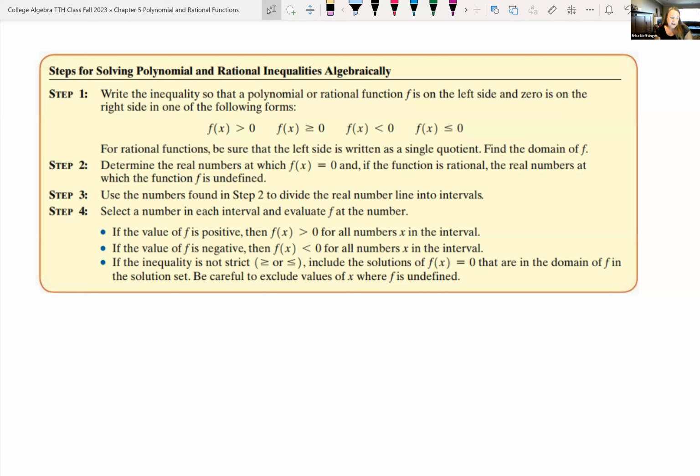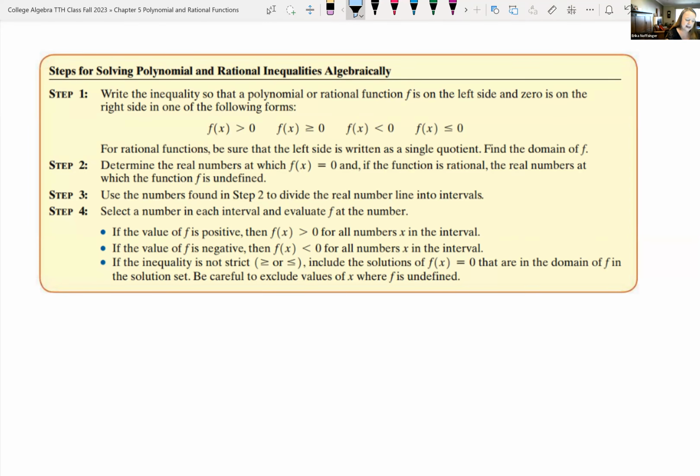So now in front of us are steps for solving polynomial and rational inequalities algebraically. So we just looked at it graphically. Now we're going to look at it algebraically. When we're solving these algebraically, the first thing that we want to do is rewrite our inequality so that everything is on one side of the inequality and that it is either greater than or equal to, or less than or equal to 0.